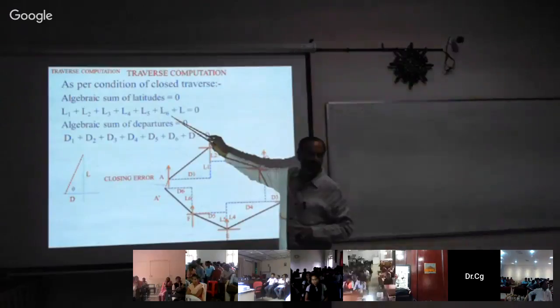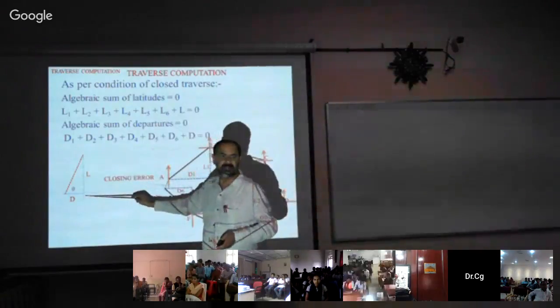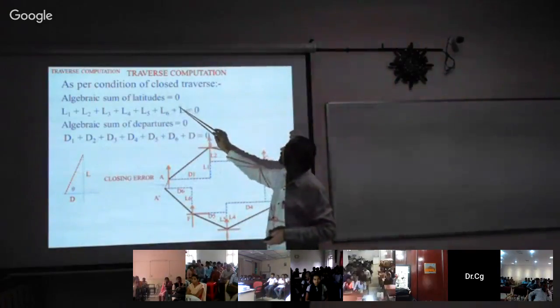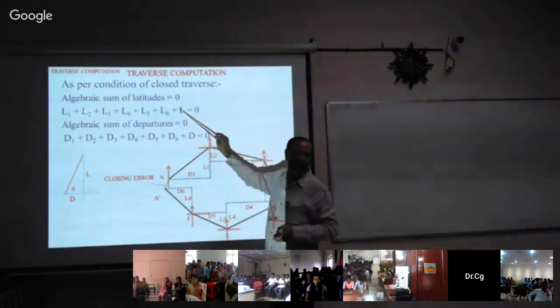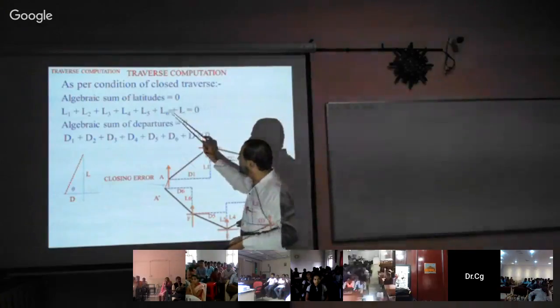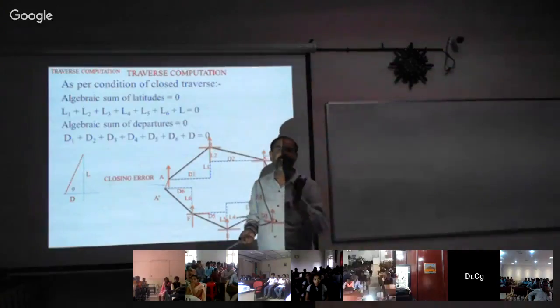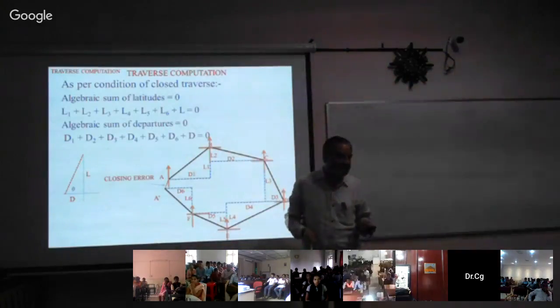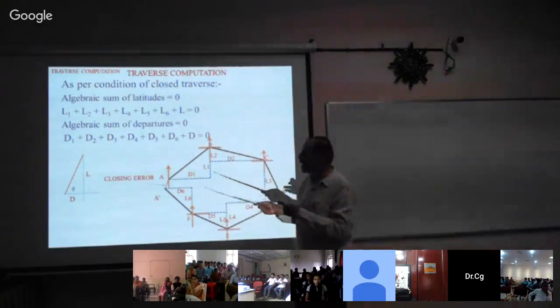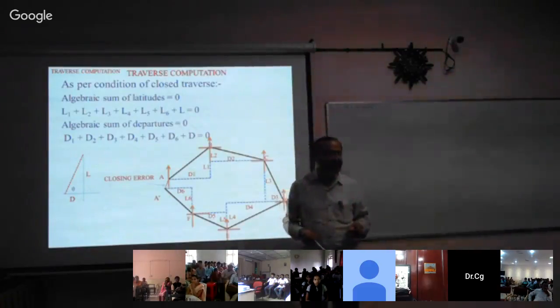Sigma L is supposed to be 0, but it is not 0. Therefore, we have some value for L. This is the latitude of the closing line, the error which is accumulated here. If sigma L is equal to 0, then there is no point in discussing the closing error. If it is closing with the original point, then there is no closing error, and you will get sigma L equal to 0 and sigma D equal to 0.